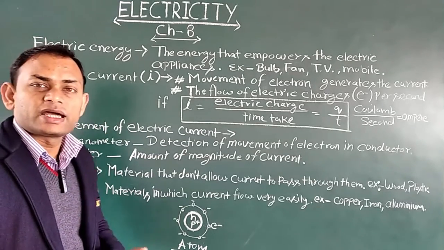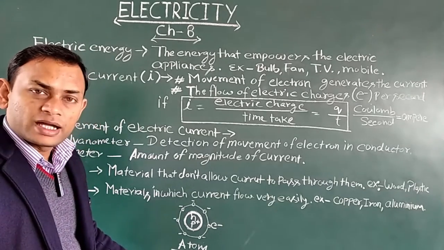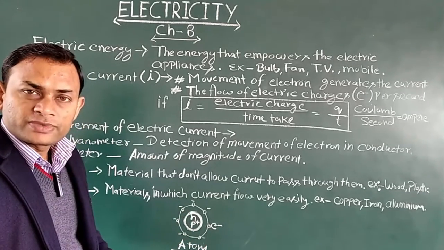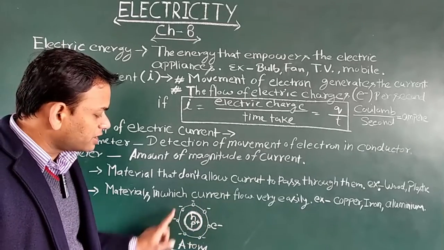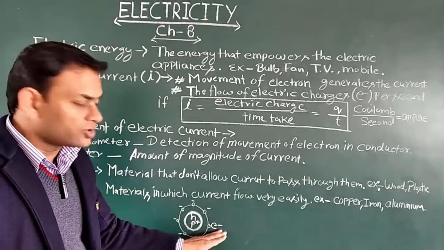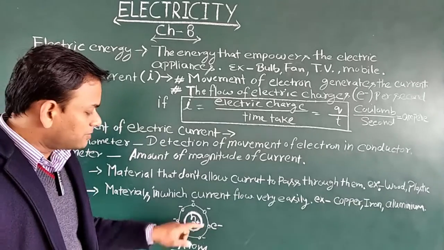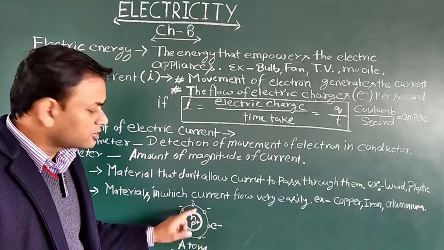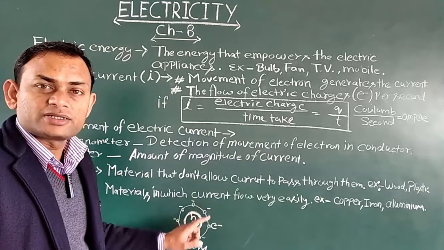As I told you, students, everything is made up of small particles, and that small particle is called the atom. In an atom, electrons, protons and neutrons are there. Protons and neutrons are found inside the nucleus of the atom, and electrons are found outside the nucleus. The electron has a negative charge and the proton has a positive charge. Because of the positive charge of the protons inside the nucleus, the nucleus behaves like a positive charge in nature.